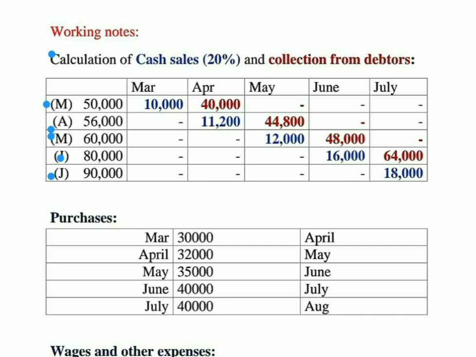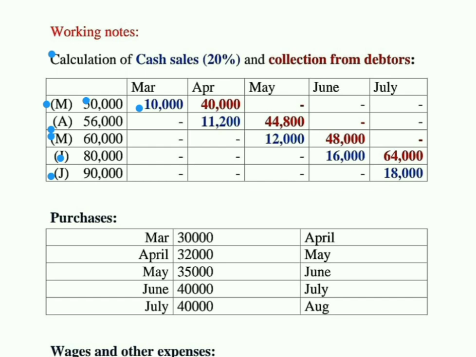See here, the total sales in March are rupees 50,000, out of which 20% are cash sales. So calculate 20% on 50,000, then we will get 10,000. That means the cash sales are 10,000 and the remaining 40,000 are credit sales.